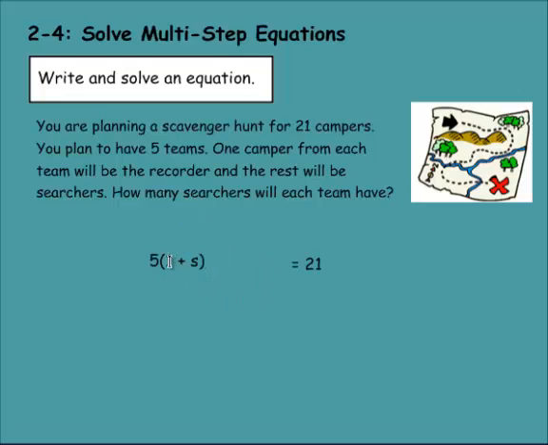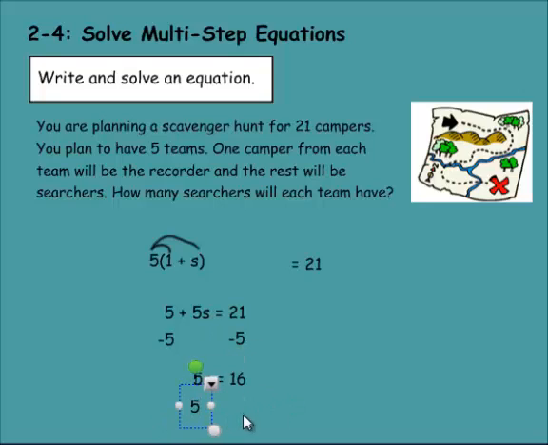So see how that works? For every team there's a recorder and then some number of searchers. We're going to multiply that times 5 because there's 5 teams. So normally we do distributive property like this. So 5 times 1 is 5, plus 5 times S now, which would be 5S, and that equals 21. Subtract 5 from both sides. And that would be 5S equals 16 now.